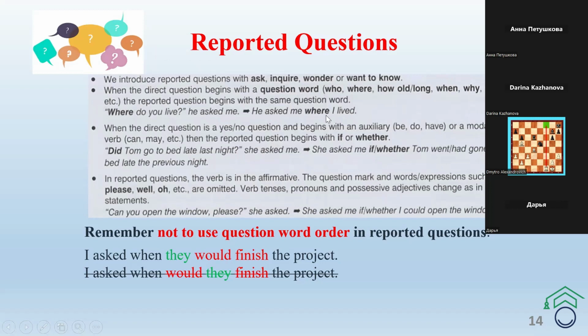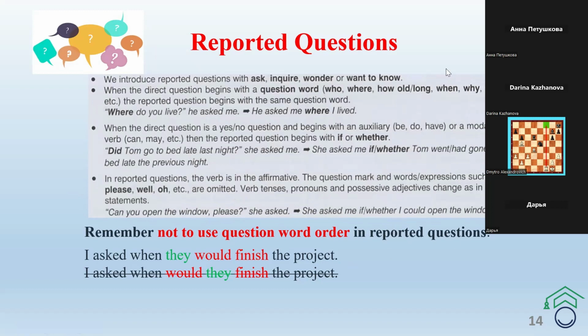So, it's a very important thing. When we have a question word, we join two sentences together with the help of this question word. But if there are no question words, then we need either if or whether. In reported questions, the verb is in the affirmative. The question mark and words or expressions such as please, well, oh, etc. are omitted. We do not need them. Verb tenses, pronouns, and possessive adjectives change as in the statement. Can you open the window, please? She asked me if I could open the window, or she asked me whether I could open the window.